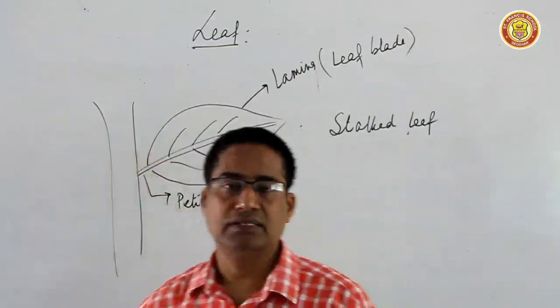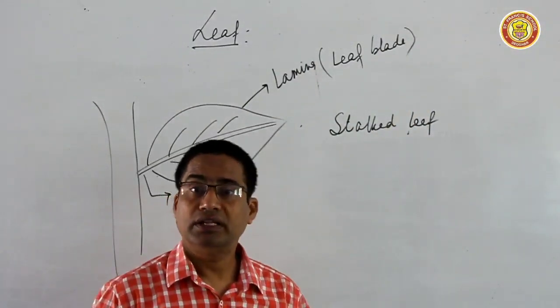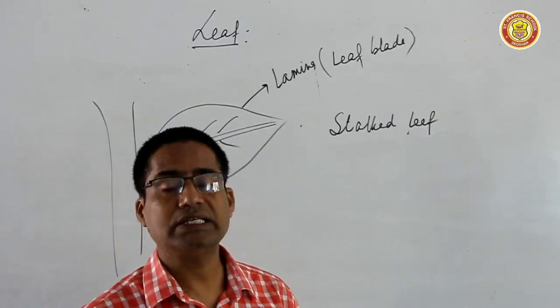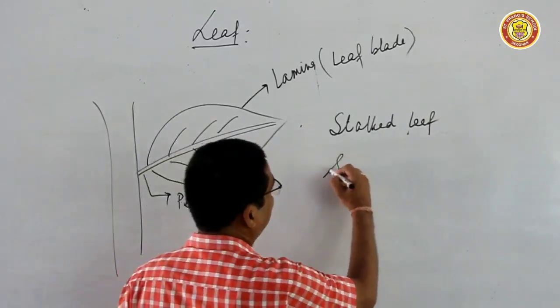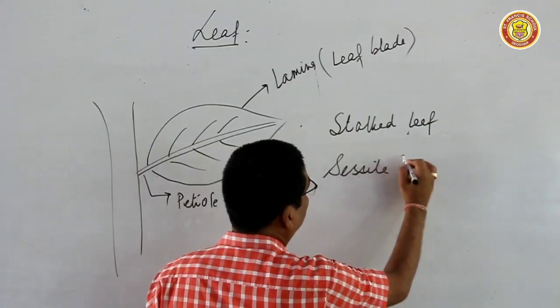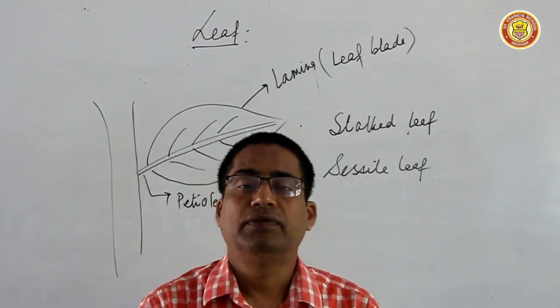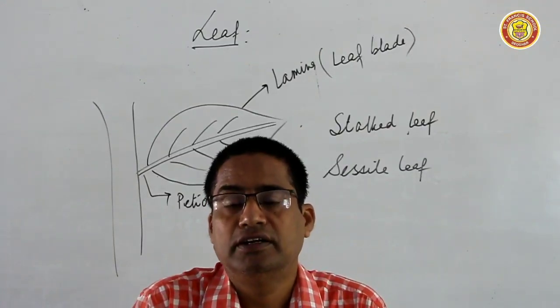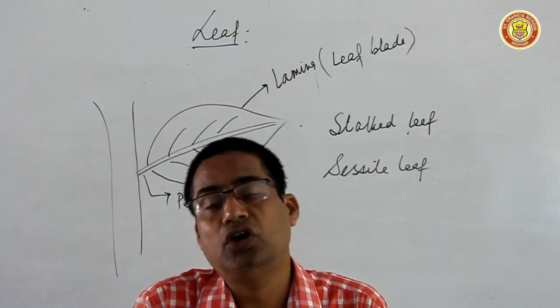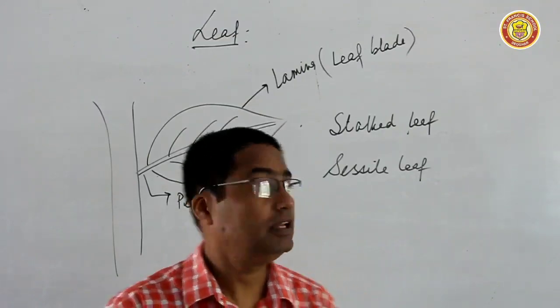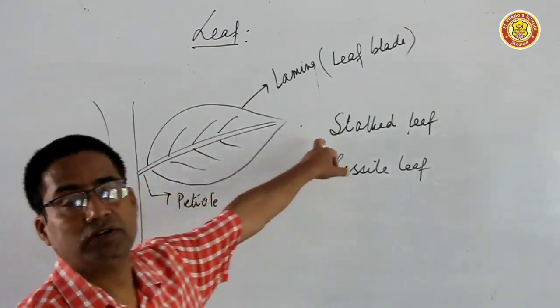A leaf with a stalk is a stalk leaf, and the leaf that doesn't have any stalk, where the stalk is absent, is called a sessile leaf. I'll give you an example. Suppose you see a leaf of a mango plant or guava, the leaf is present with a stalk. So these are stalk leaves.